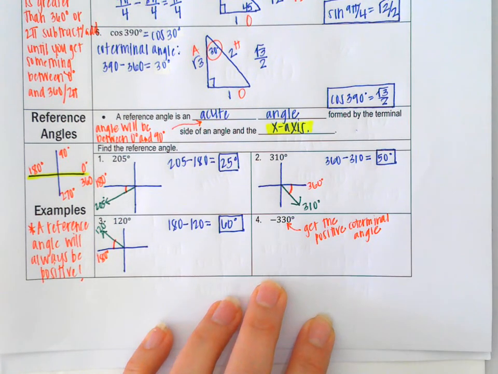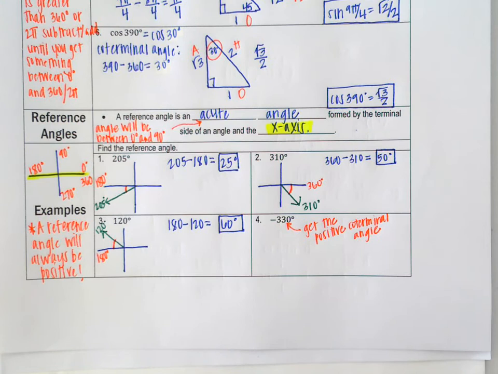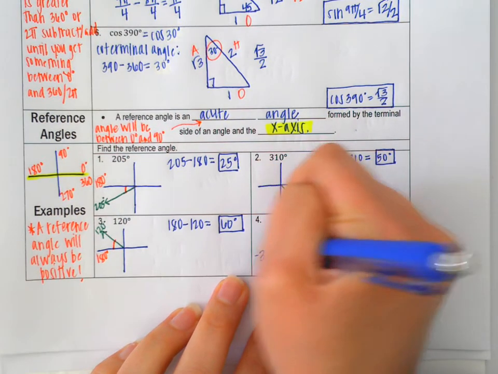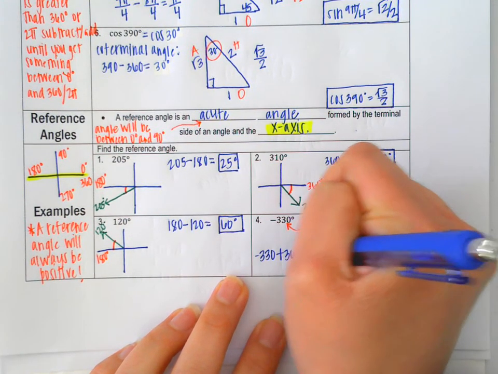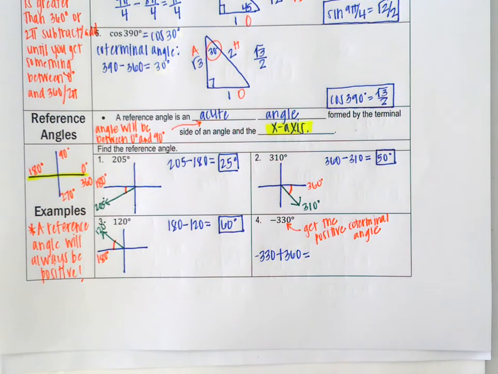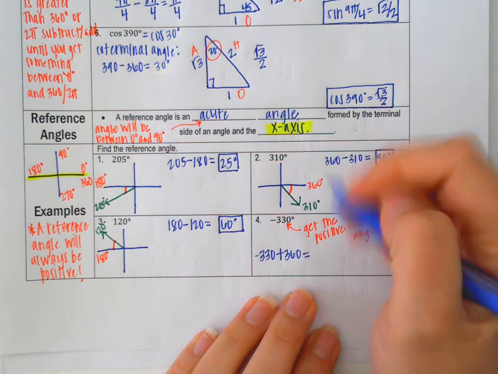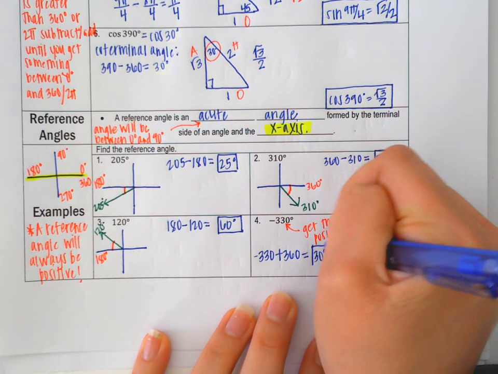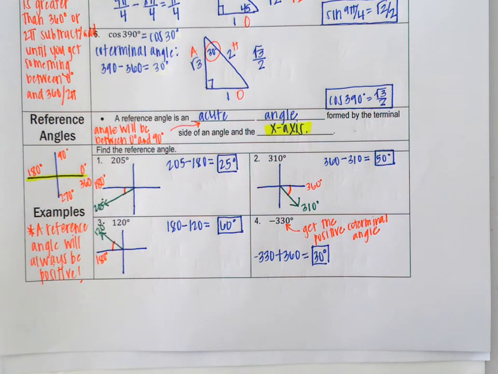So bringing it back up to the start of the notes. To get a coterminal angle, remember coterminal means we're adding 360. And so negative 330 plus 360 is 30 degrees. But wait, 30 degrees is already an acute angle and it's positive. So we don't actually have to do anything. That is my reference angle. 30 degrees is the reference angle there.